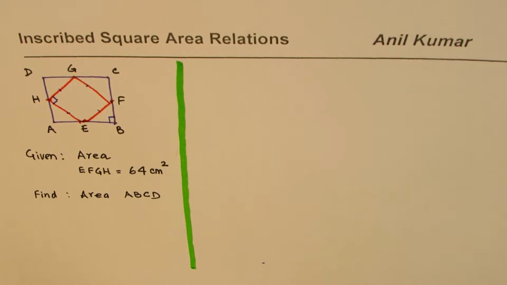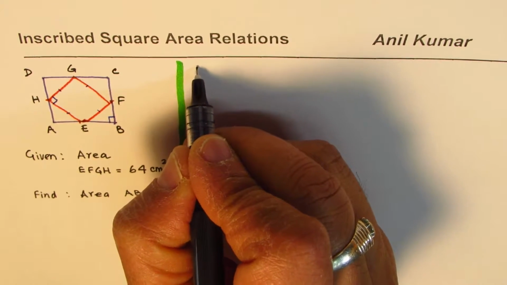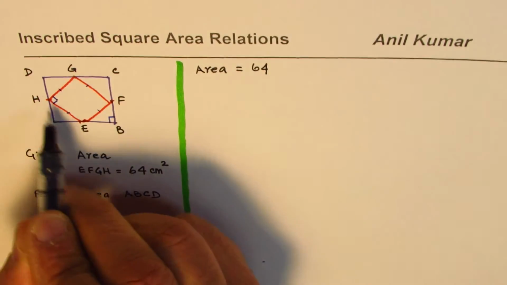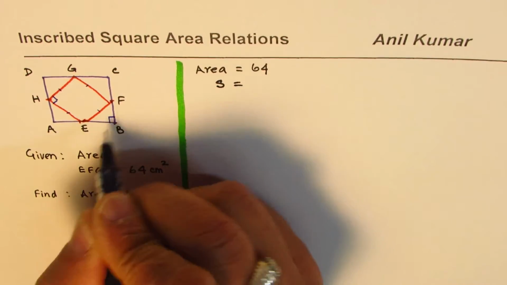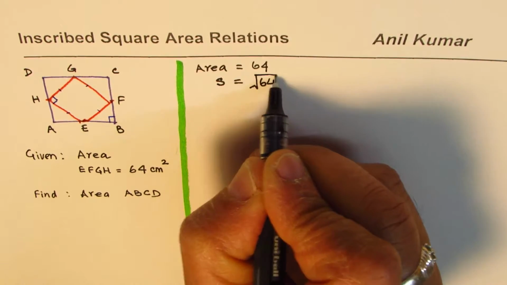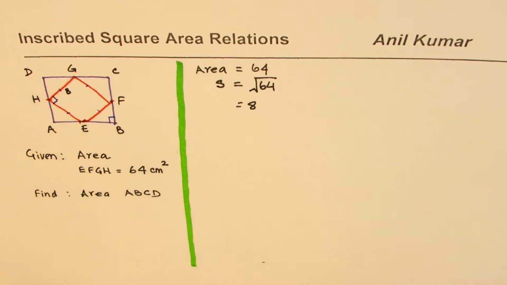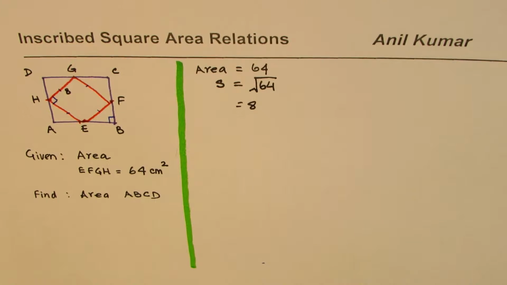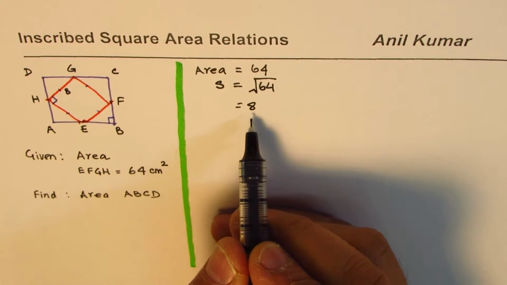In our case, we are given the area of EFGH. So if the area equals 64, then each side will be how much? Let's call these sides small s, right? The side of a square will be the square root of the area. So the square root of 64, which equals 8. So we know that these sides are 8 centimeter each, correct? The relation between the area of a square and its sides is that the side is the square root of the area, right?